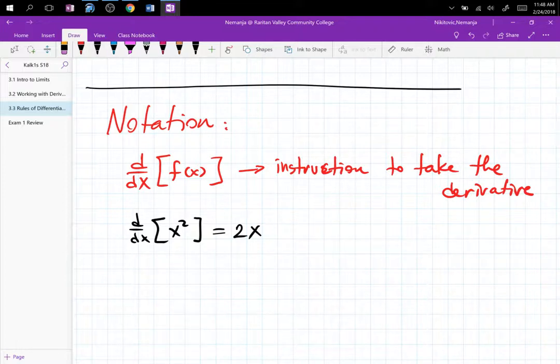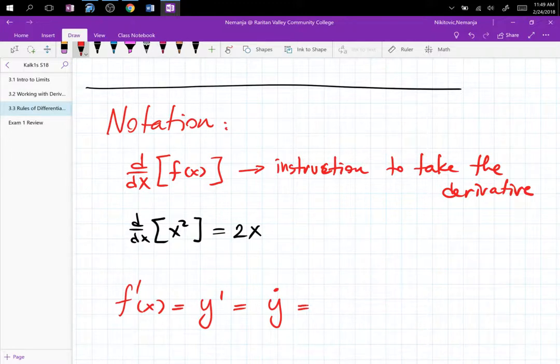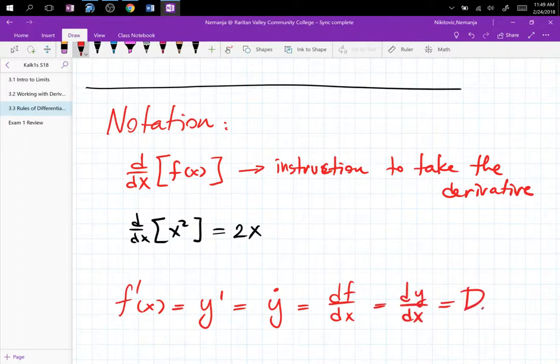Now, in terms of notation, we have the derivative, which we denoted earlier as f prime of x, also denoted as y prime, y with a dot on top, df dx, dy dx, capital D of x. These are all notations that mean the same thing. The derivative of the function with respect to the x variable.